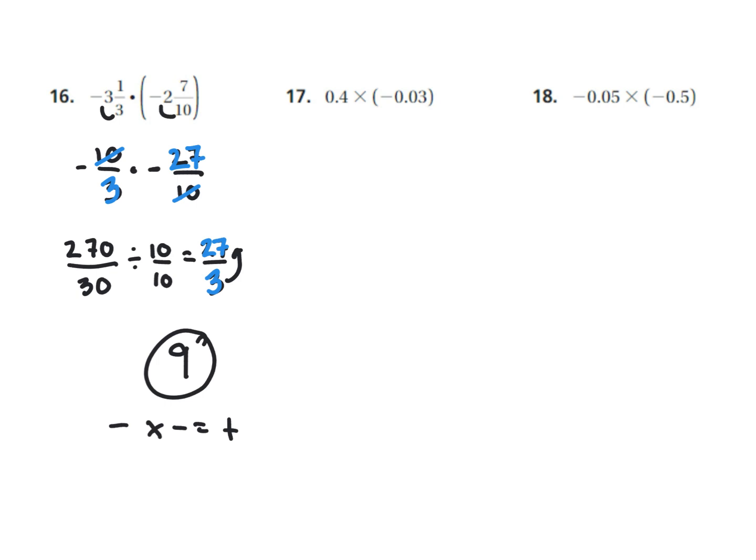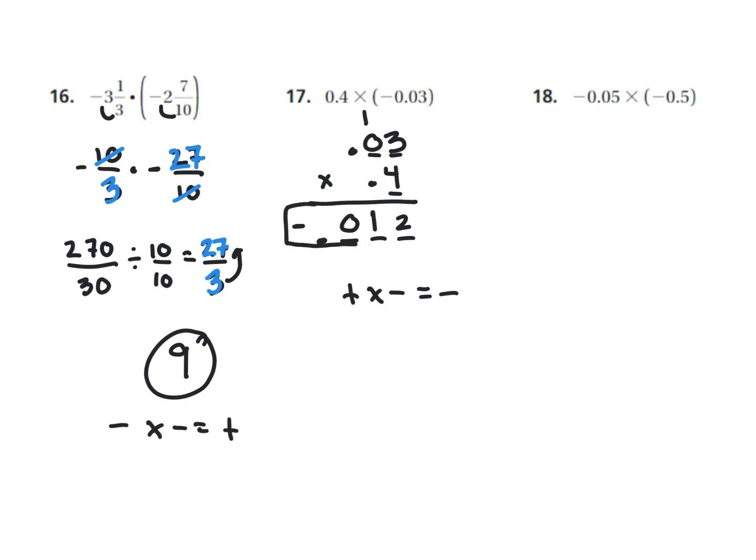For number 17, now we're just multiplying decimals. 0.03 times 0.4. 4 times 3 is 12. And 4 times 0 is 0, plus 1 is 1. And we had 3 digits after a decimal point. So we have to annex in a 0. And then a positive times a negative is a negative. So that's going to be negative 0.012.